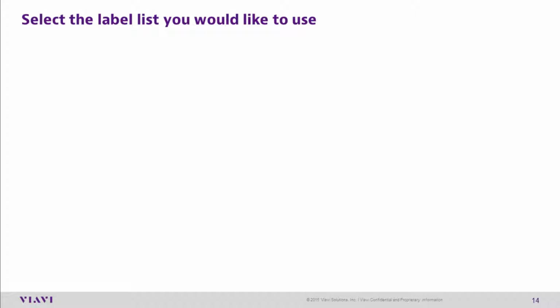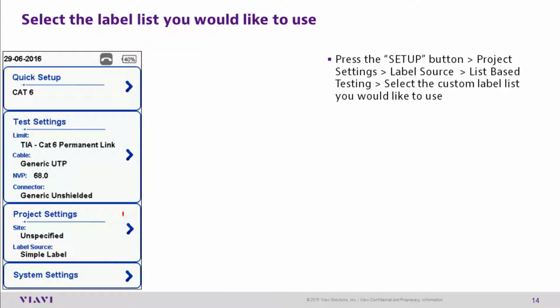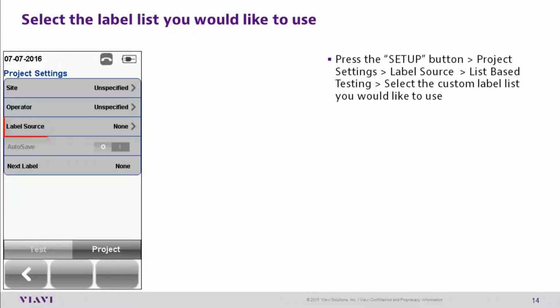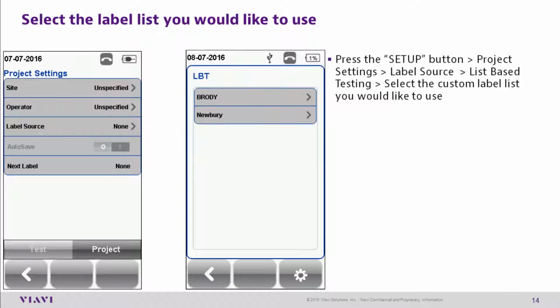Selecting a label list for testing. Press the Setup button. Then press Project Settings. Label Source: list-based testing. Select the custom label list you want to use.